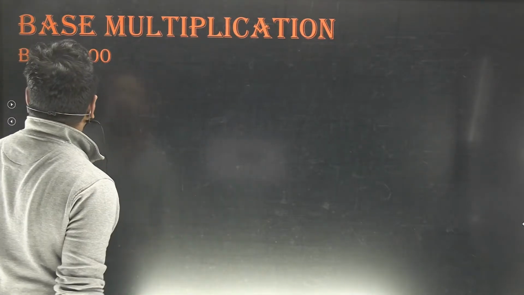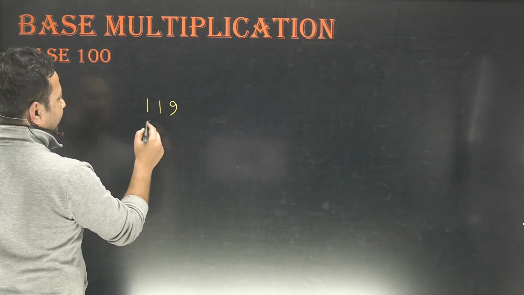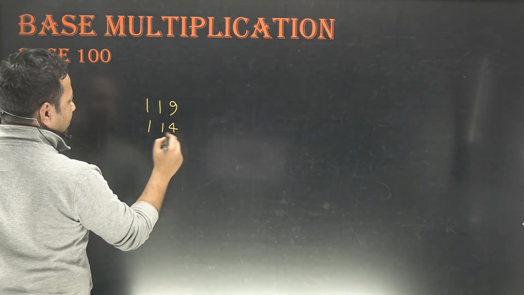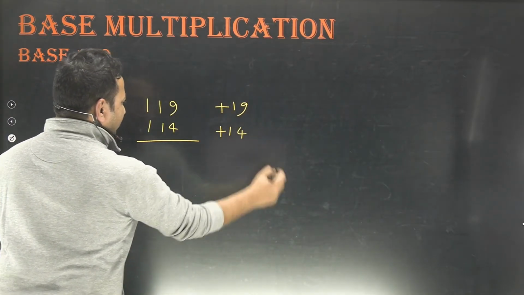Let us take a few more examples. For 119 multiplied by 114, let's do this. Here we have plus 19, here we have plus 14. Come on, tell me the answers.